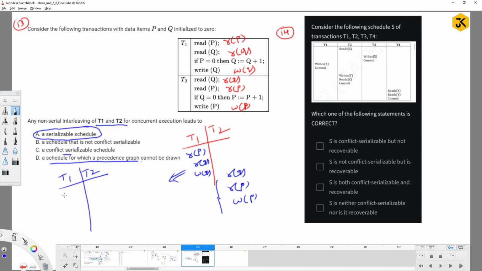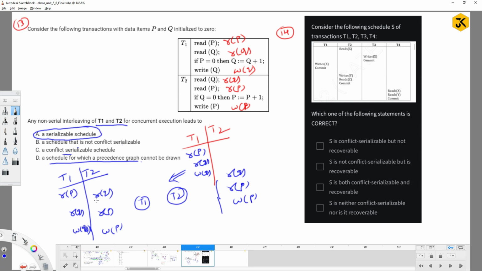If I try to execute read of P, read of Q, read of Q, and read of P, write of Q, write of P. Is it one kind of conflict, like kind of interleaved execution or not? Yes, right. Can you draw the dependency graph for this? If I draw the dependency graph, what will happen?